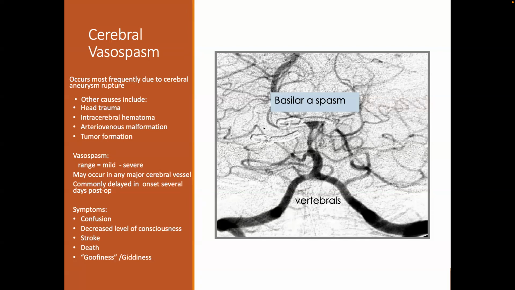Day-to-day changes of greater than 20 centimeters per second will usually progress to a severe vasospasm. The bigger the bleed, the bigger the risk of developing a vasospasm. And they can range from mild to severe. Mild usually is asymptomatic. Severe really decreases that distal perfusion. So it causes a lot of deficits that include confusion, stroke, death, loss of consciousness, and giddiness in the patient.